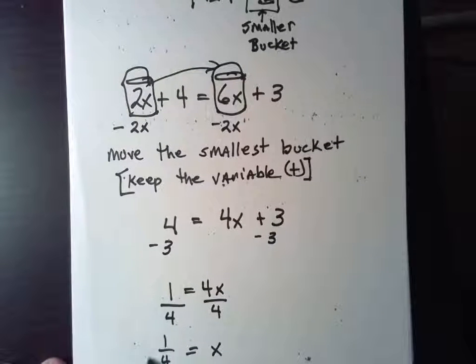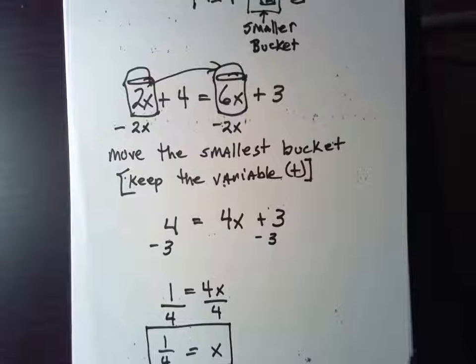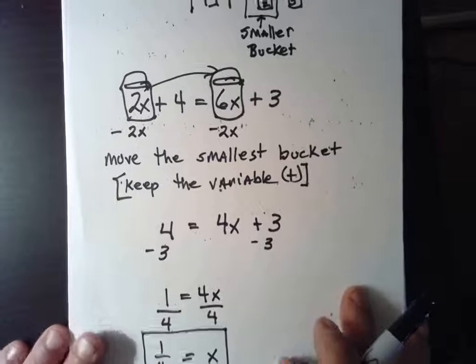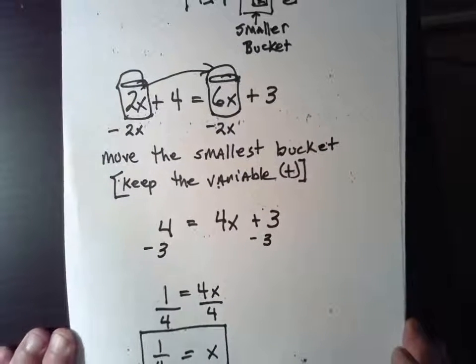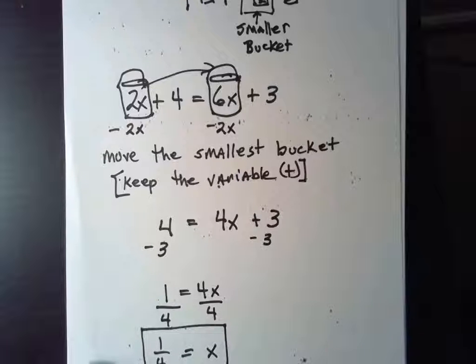Okay? So there's an example of keeping the variable positive. Always move the smallest bucket. So let's try another one.